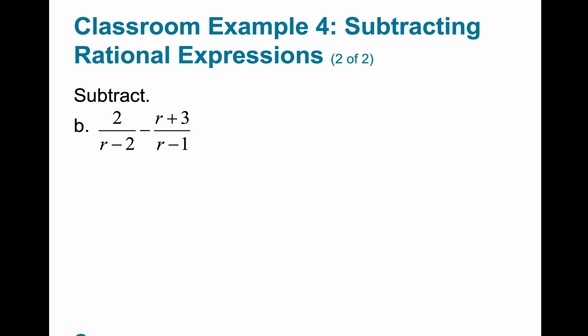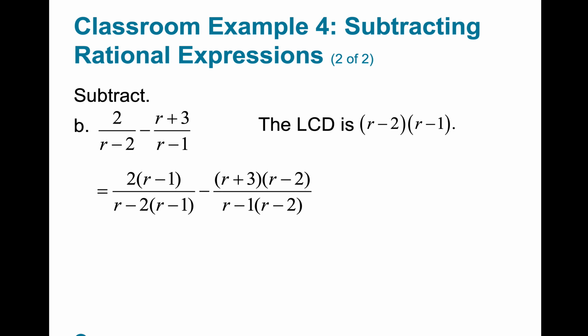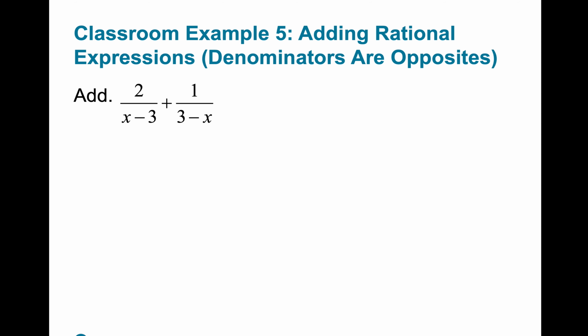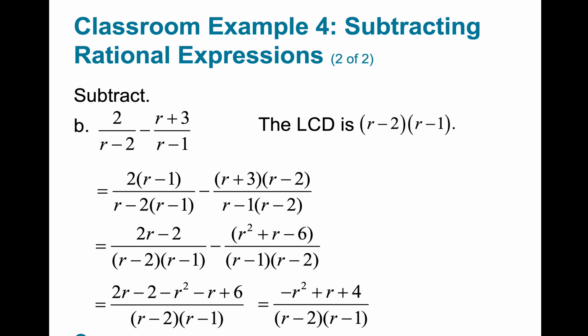Here, I need to subtract, but r minus 2 and r minus 1 are not the same. So I'm going to multiply by the factors of the other fraction, top and bottom. I'm going to combine my like terms once I get one fraction. I'm going to try and cancel that to see if it does factor, so I can cancel, and it doesn't. There's no factors of 4 that are going to add to be positive 1, but give me a positive 4.